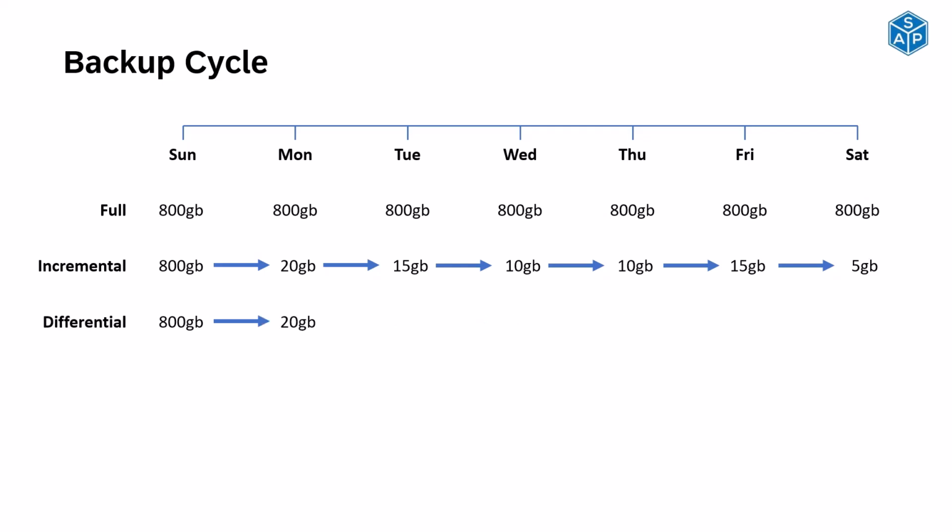So all this intermediary backup, Monday, Tuesday, Wednesday, Thursday, these backups are of no use. In case it crashes on Friday, I just need to restore my full backup from Sunday and my differential backup of Friday. I just have to restore 2 backups.